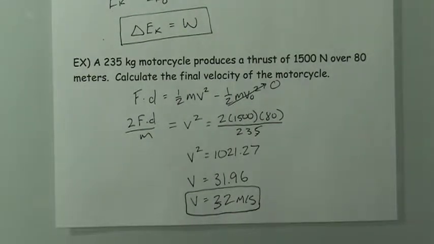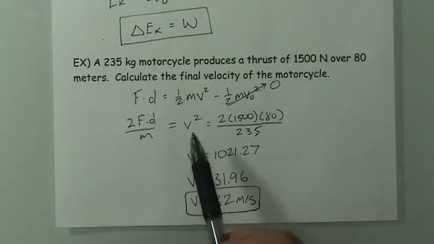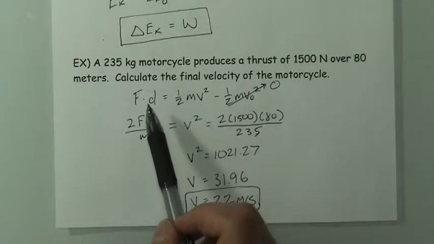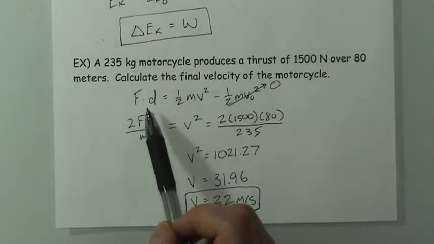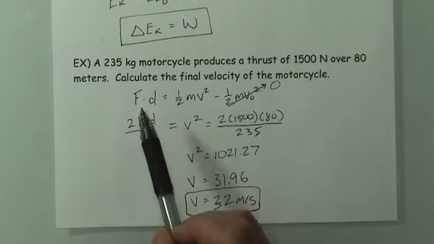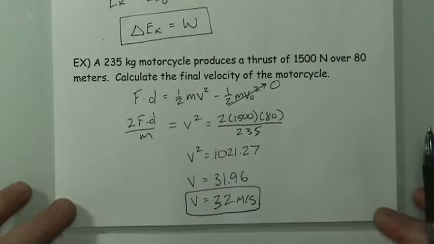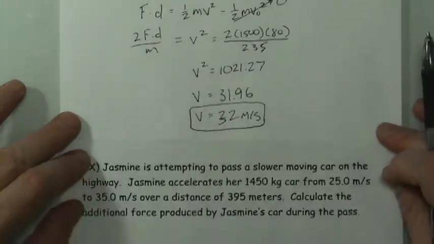This is a very practical, real world problem. Typically in this equation, you're usually asked to look for either a velocity, the displacement over which the kinetic energy changed, or the force that caused the kinetic energy to change. So let's take a look at another variation of this problem. We'll just move this out of the way.